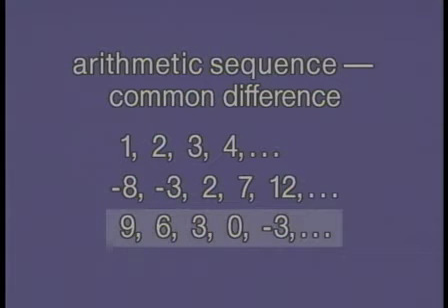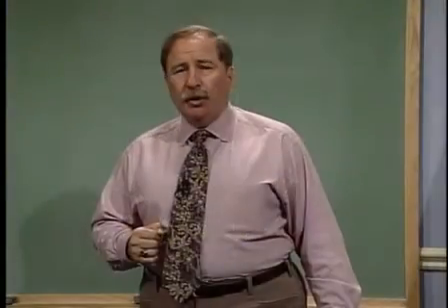We add negative 3 to 9, we get 6. We add negative 3 to 6, we get 3, and so on and so forth. In fact, I ask you what would be the next term after negative 3 in this sequence. And you should say, well, negative 3 plus the common difference, negative 3, is negative 6. If you said that, you would be absolutely right.